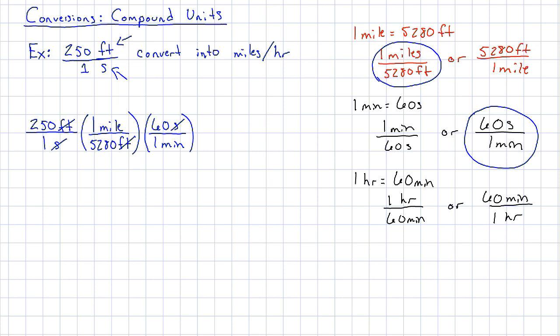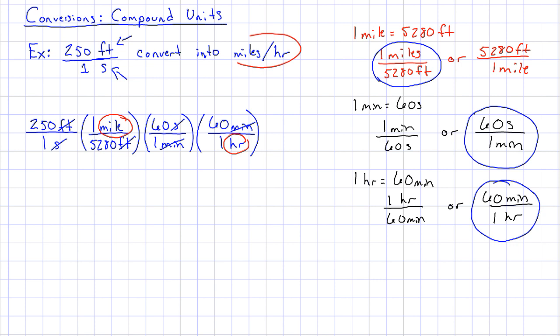I now need to get rid of the minutes. Again, I will look. The minutes are in the denominator. So I will choose the form which has minutes in the numerator in order to cancel. So I have 60 minutes divided by 1 hour. My minutes cancel. I am now left with only 2 units. I'm left with miles over hour. That's miles per hour, which is what I'm seeking. So now I know that I have written all the steps I need to write.